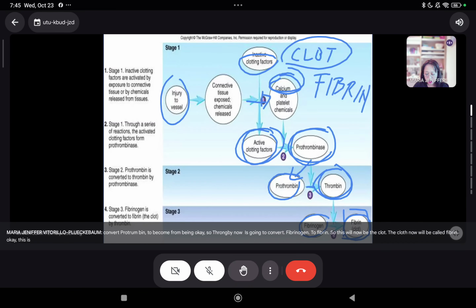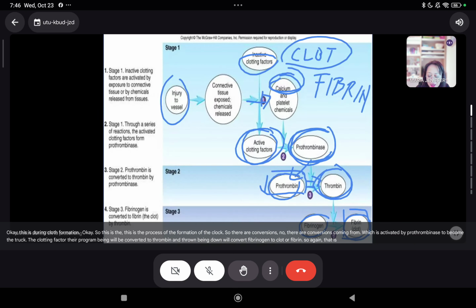This is during clot formation. This is the process of the formation of the clot. There are conversions: prothrombinase is activated, prothrombin will be converted to thrombin, and thrombin will convert fibrinogen to clot, or fibrin. So again, that is the clot formation.